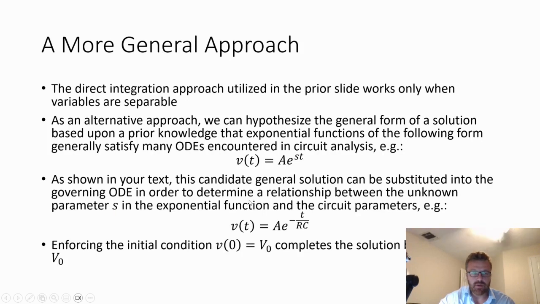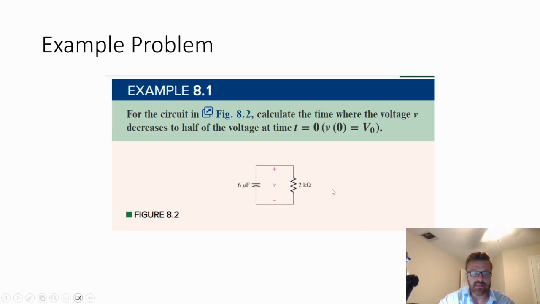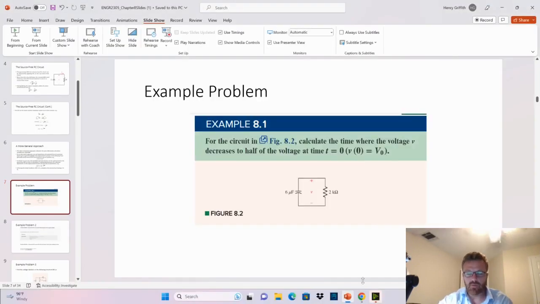This is what we're referring to as a source-free RC circuit, because it's just a capacitor and a resistor, nothing is attached. Basically what goes on in this circuit is if there's some initial energy stored on the capacitor, from that point in time at which that energy is stored, the voltage will decay exponentially as that energy is eventually consumed in the resistor. So what we want to find here is the time where the voltage decreases to half of the voltage at time t equals 0, which is just the initial voltage.